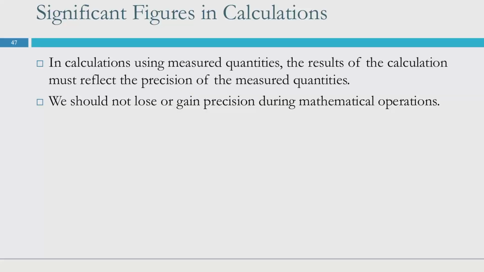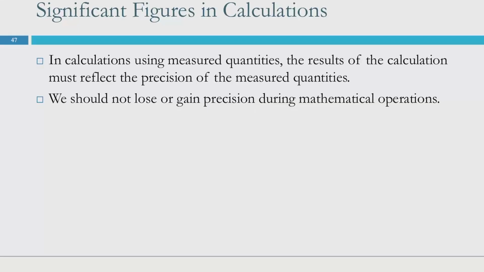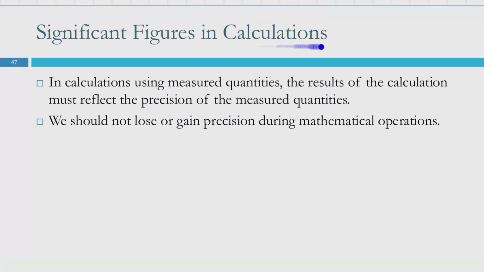So oftentimes you plug numbers into your calculator, and if there's decimal places, you get way more decimal places in your answer. And we need to know where to cut off those decimal places because we can't include all of them, because then it would look like we've got 10 significant figures or something crazy. And that's usually not the case. So with significant figures in calculations, we're looking at not losing or gaining precision when we're doing our maths.